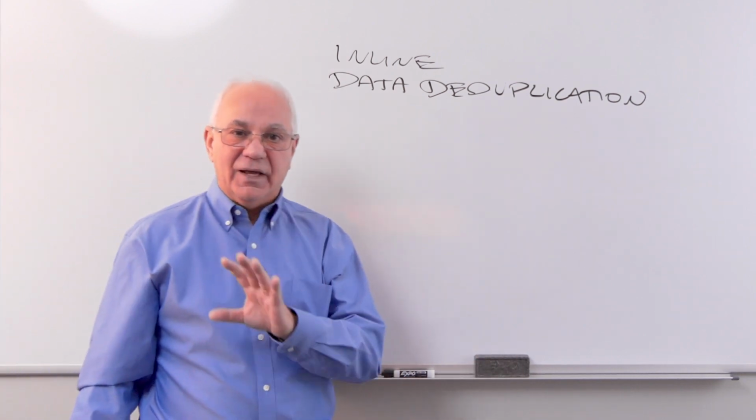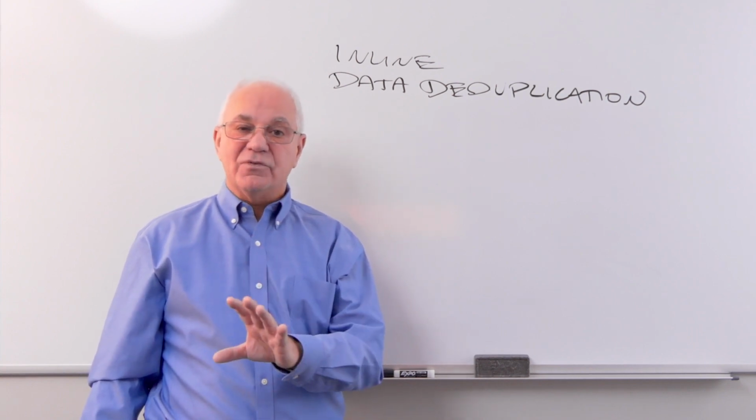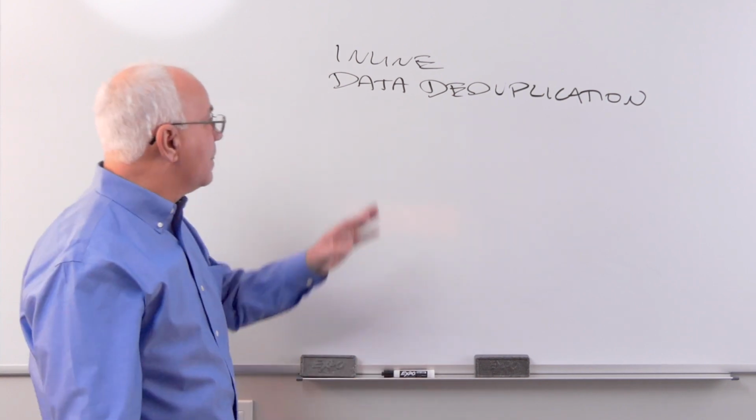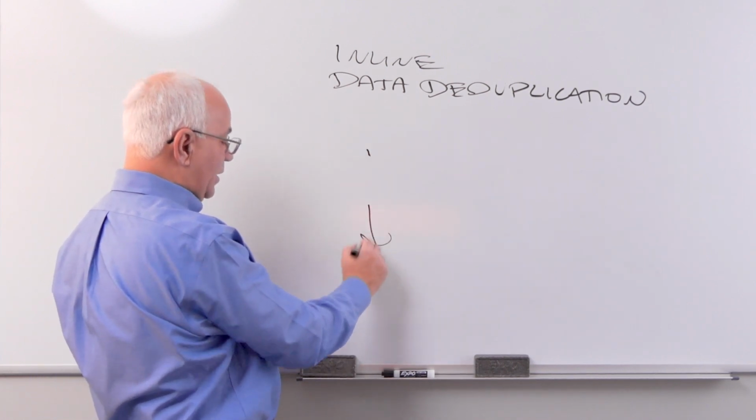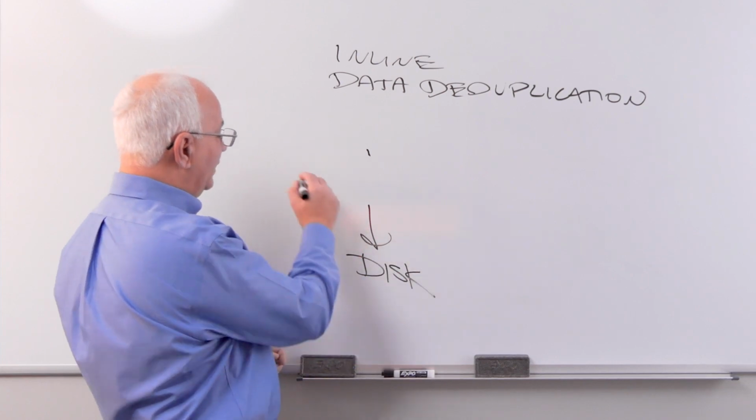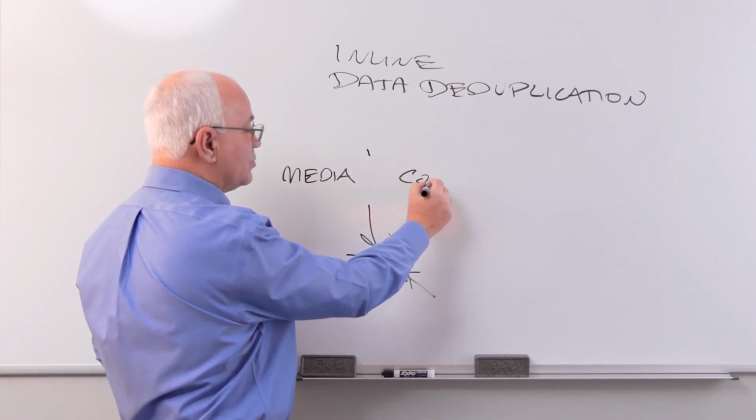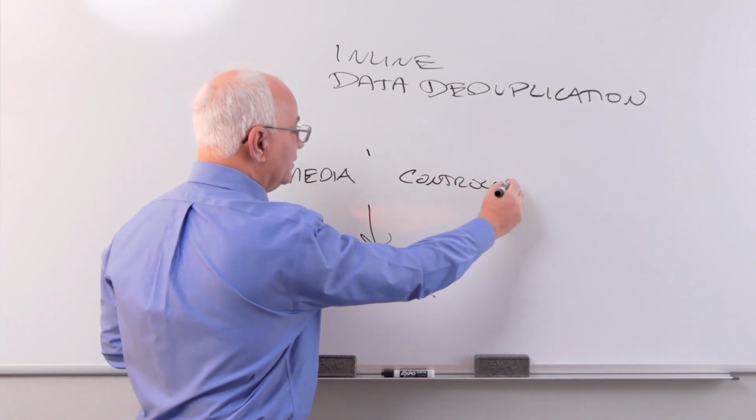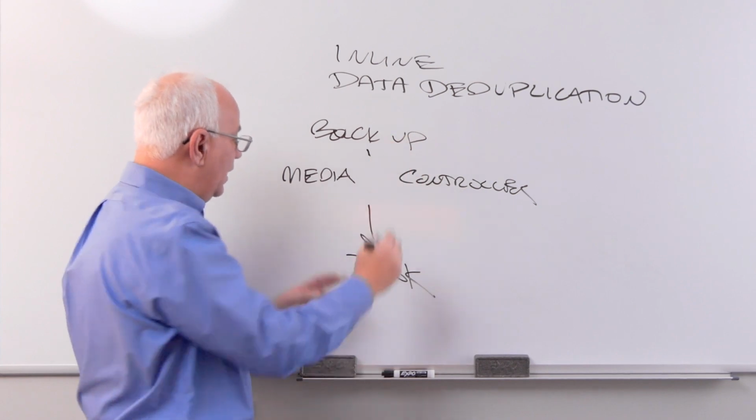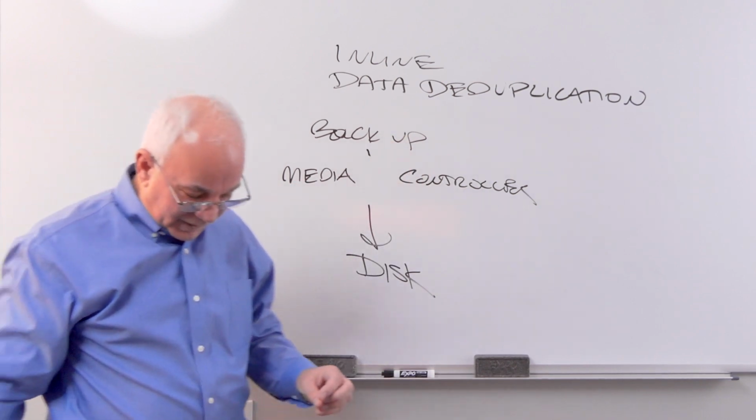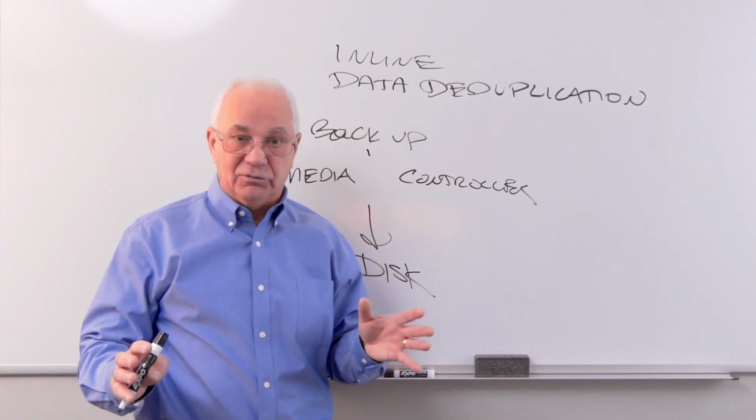However, where you do data deduplication also matters because it can have a tremendous performance impact if not done correctly. So if you're doing the deduplication on the way to the disk, whether that is done in the media server or it's done in some sort of controller in front of the disk, these two become a bottleneck, and the reason why is data deduplication is highly compute intensive.